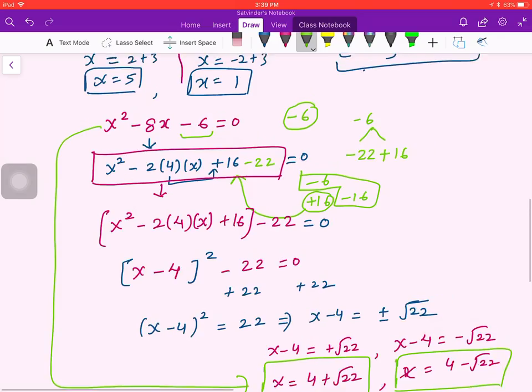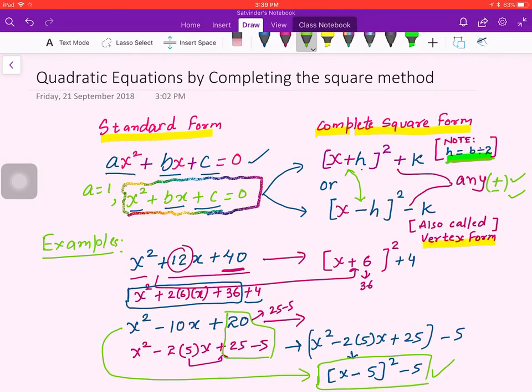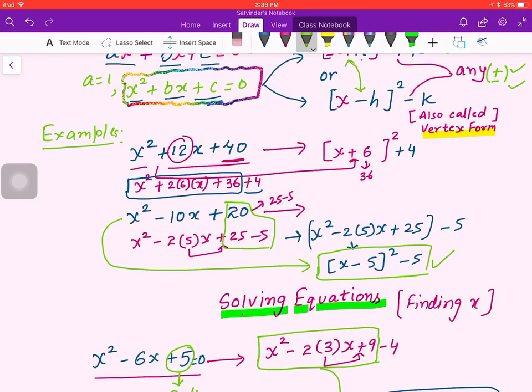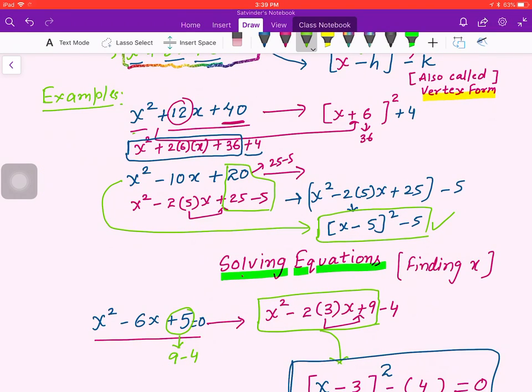We discussed two examples. You can go through them again. The first step was converting standard form into completing the square using the guideline, or just this note: h equals half of b. So that's what we did. We have x square plus 12x plus 40. Half of 12 is 6, but we had 40, so we split it into 36 and 4. So 4 should be outside. Same here with 20: we rewrite 20 as 25 minus 5, so that we can use all three values to make a perfect square. That's what we got.